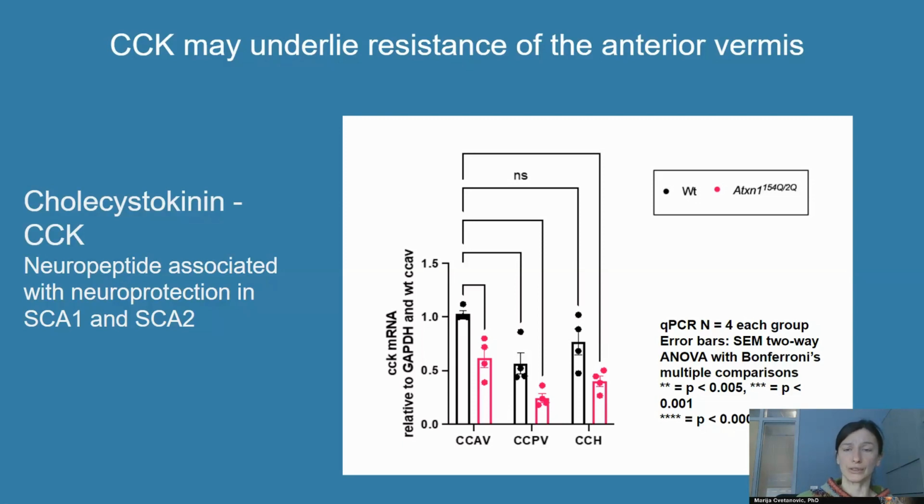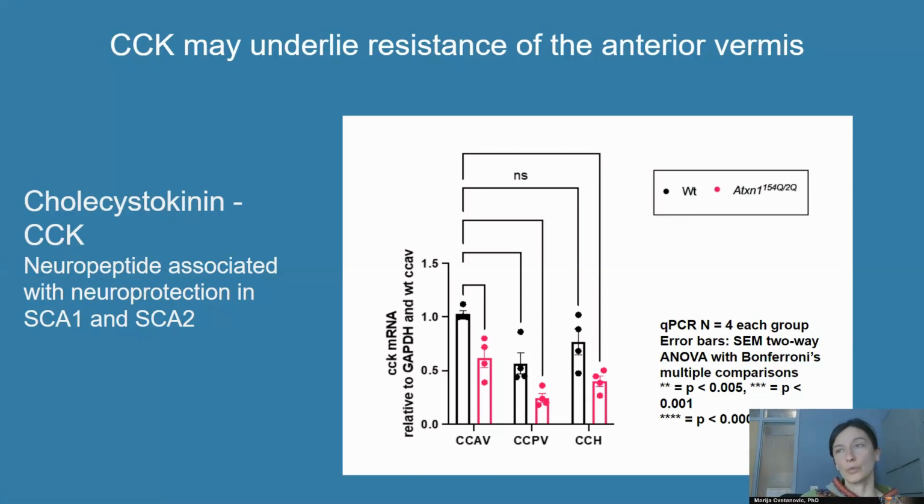And what you see here on the right panel is qPCR, quantitative real-time PCR, and in black is shown wild-type mice. You see that we have significantly, around 50%, more CCK expressed in the anterior vermis than in the posterior vermis. And then in disease, it decreases in both of these regions, but this decrease is even more in the posterior region because we start from much less. So CCK may be one of the factors that underlie resistance of the anterior vermis.